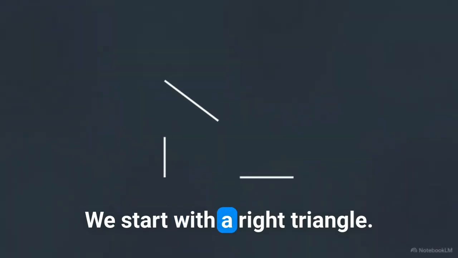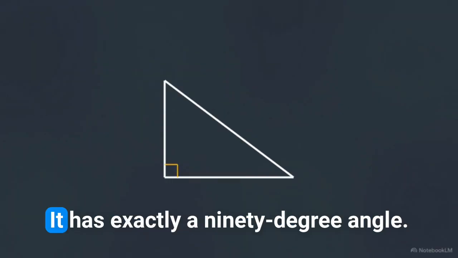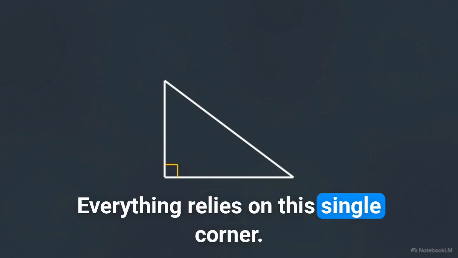We start with a right triangle. That square corner flashing right here means it has exactly a 90-degree angle. This shape is the foundation for this entire system of math. Everything relies on this single corner.